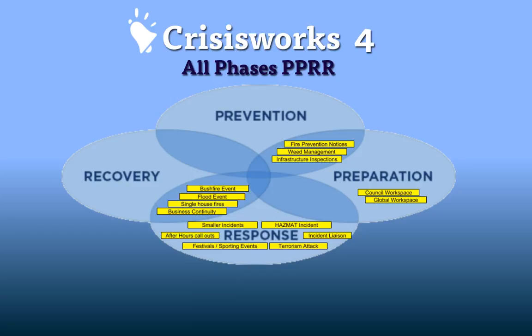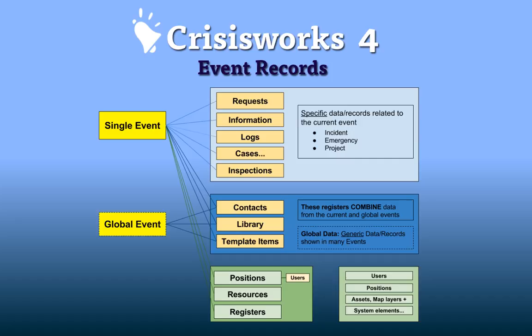Another area obviously is part of the preparation, where we store our procedures and policies, our contacts, and all the rest of those. This kind of information is stored in what we call global events, and we'll talk about that on the next slide. Information such as your contacts and your templates and your reference information such as procedures and policies, they need to be available in all of your events, or perhaps not all events, but perhaps the ones that are relevant to what you're working on.